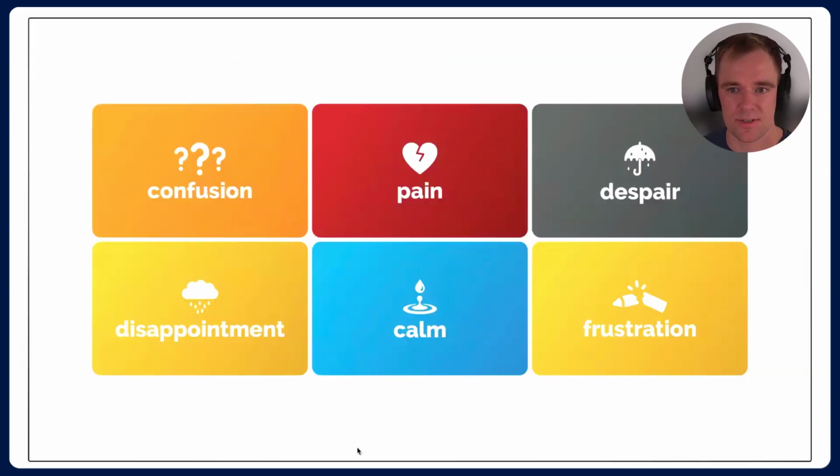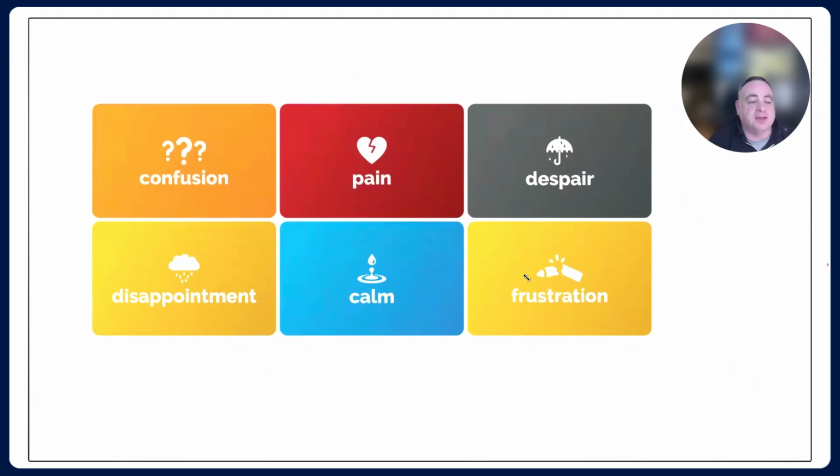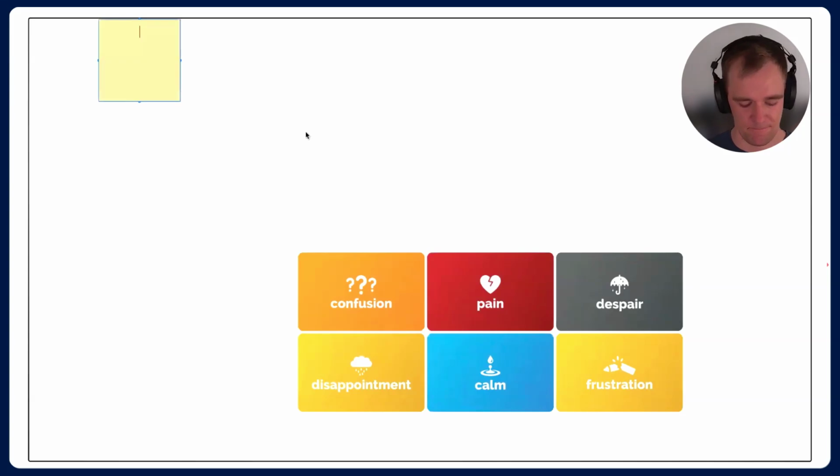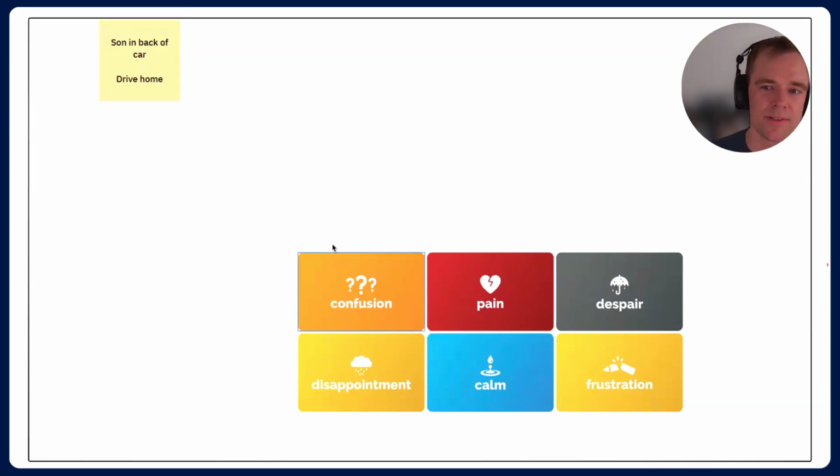And David, you chose these different cards here. Can you tell me more about it? So the situation was I went to pick up my eldest son yesterday. He got off the bus, decided to sit in the back of the car, didn't want to talk to me when we drove home. Okay. Where does the confusion come in? I didn't know why he was upset.